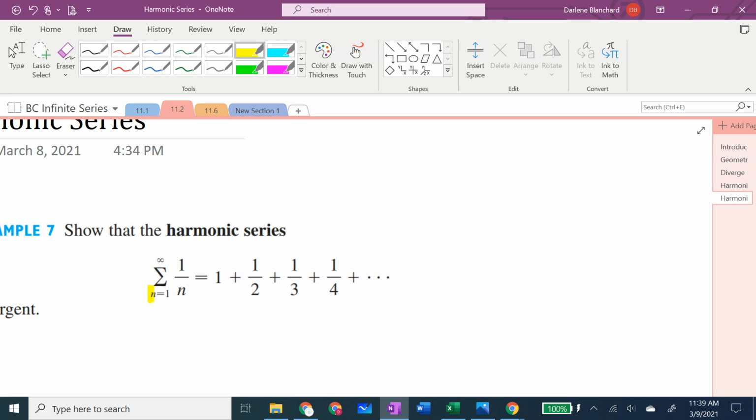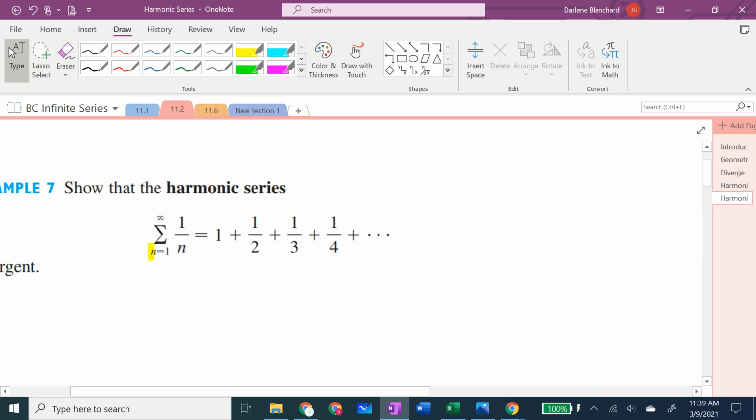But the thing is, there's this really cool way of showing that it's divergent that I want to share with you. And it's a little bit about grouping. So the grouping is starting with the third term. We're going to group together the third and the fourth term. Then we're going to take the next four terms. So that's going to be 1/5. And we're going to group those together.